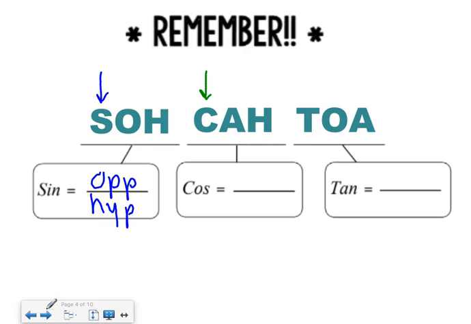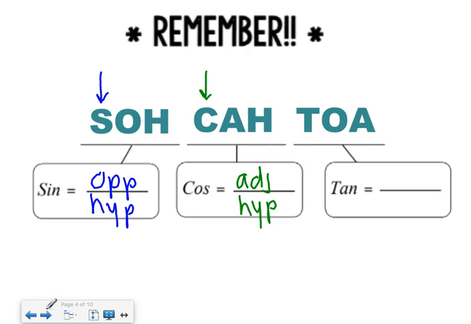The C in ka would be for cosine. A would be adjacent leg. And your H would be hypotenuse. So we know that our cosine is adjacent over hypotenuse.